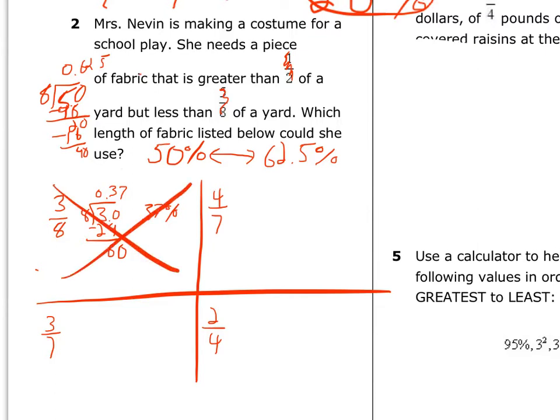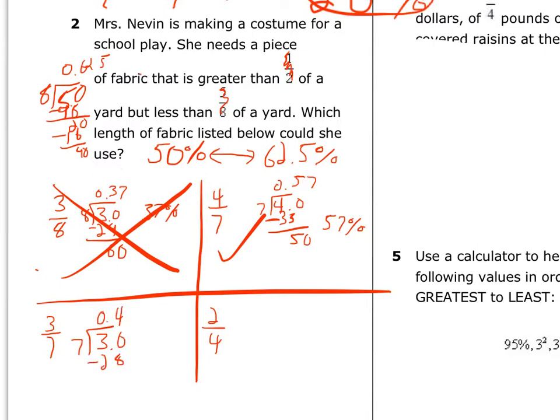Alright. Next we have 4 over 7. Alright, 4 goes on the inside, 7 on the outside. Alright, 7 goes into 40, 5 times, and into 50, 7 times. I'm going to stop there. That becomes 57%. Does that come in between? Yes, so I'm going to leave that as a check mark. 3/7. 7 goes into 30 4 times and into 20 twice. That's 42%. That's too small.